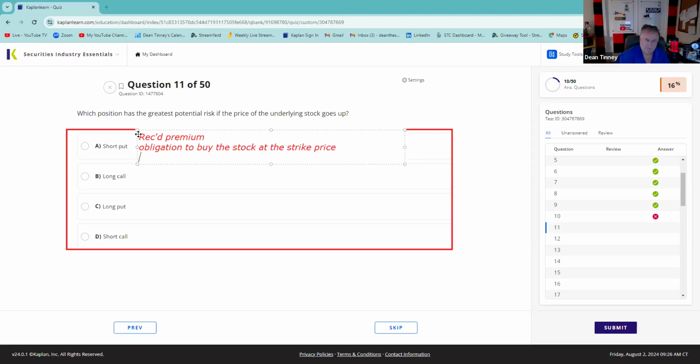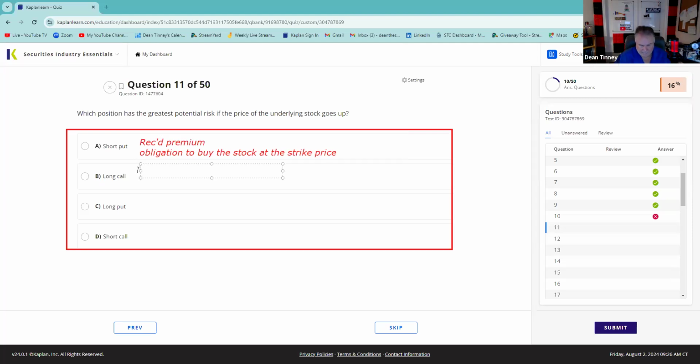Now, I joke, you are long the tutoring session. You paid the premium. Whether or not you want to be here this morning is up to you. And that is a choice. Choices cost money, a choice to buy the stock at the strike price.